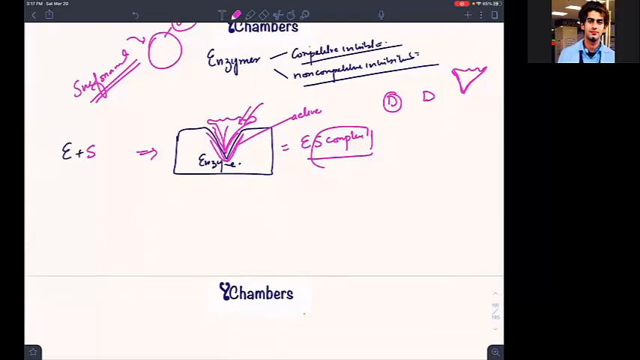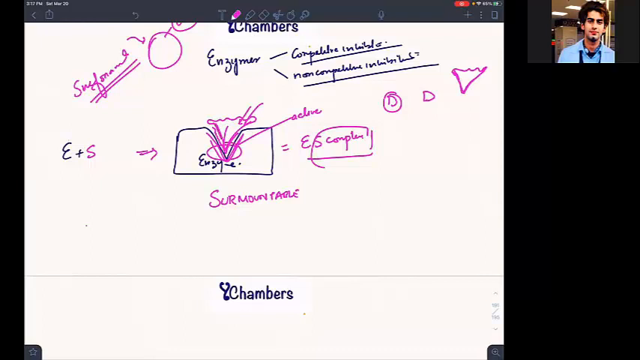In this competitive type of inhibition, we use a term that is surmountable. What is surmountable? Surmountable means I can reverse. If I have attached the inhibitor at the active site of the enzyme and I want to remove that drug from the active site, I can inhibit its further binding by increasing the dose.